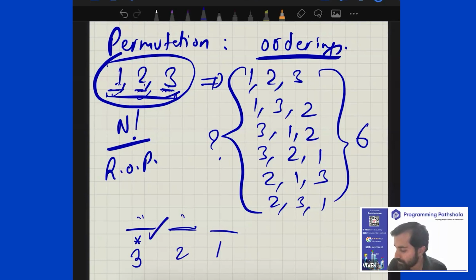So 3 choices for this, 2 choices for that, 1 choice for this. So total number of choices is 3 into 2 into 1, which is 6. Now you can generalize it.